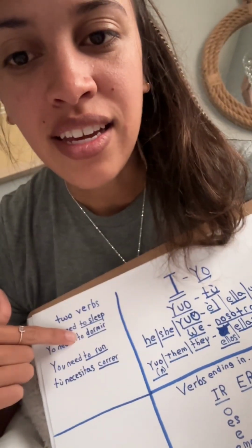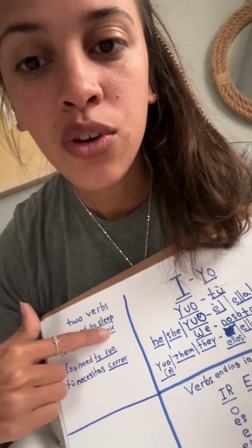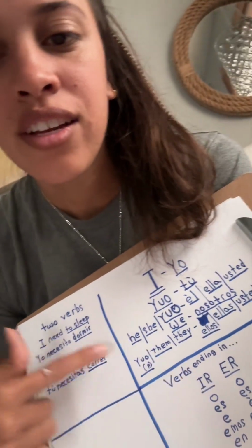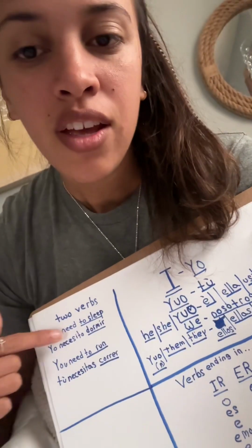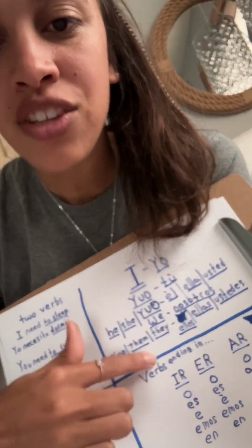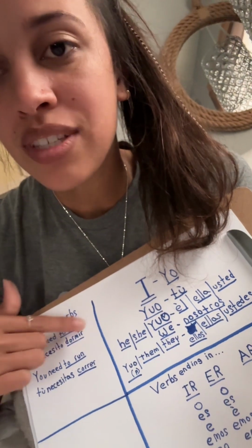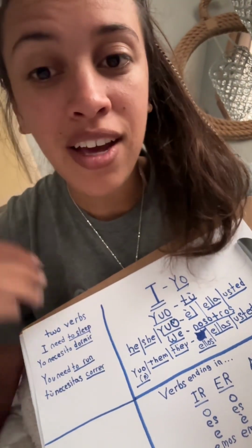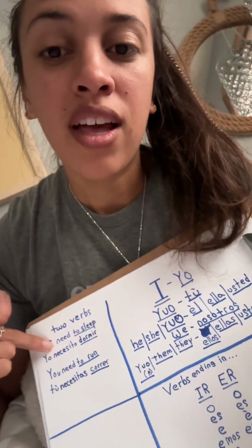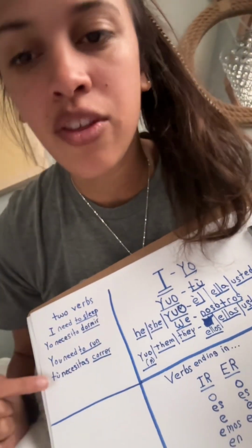So I need to sleep. Yo necesito dormir. I have underlined dormir because it ends in IR, to sleep. I need, yo necesito. That is conjugated because I need something. But to sleep does not need to be conjugated because we already know that I am talking about me. So I need to sleep. Yo necesito dormir.